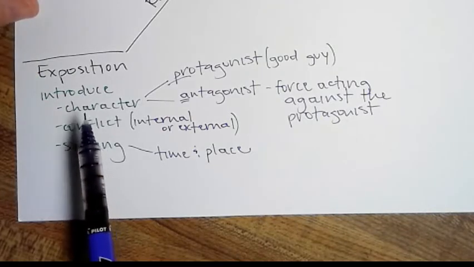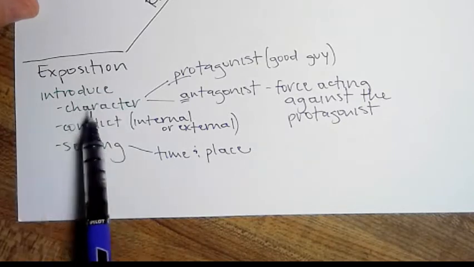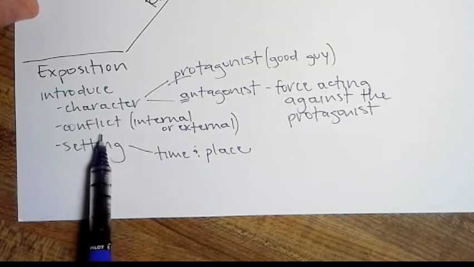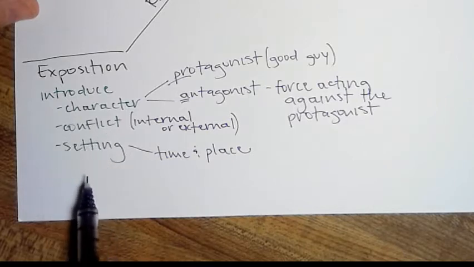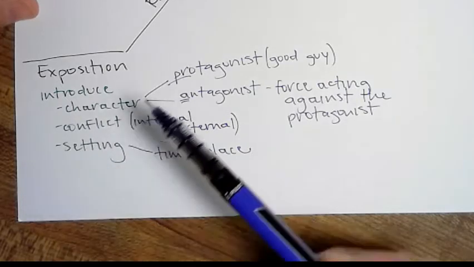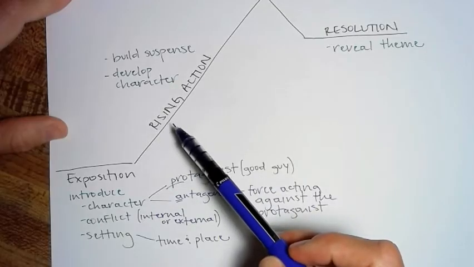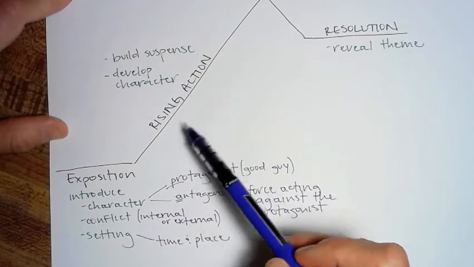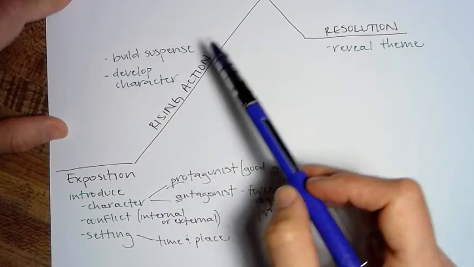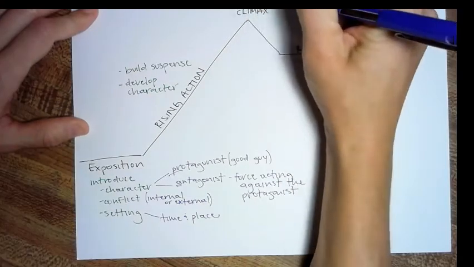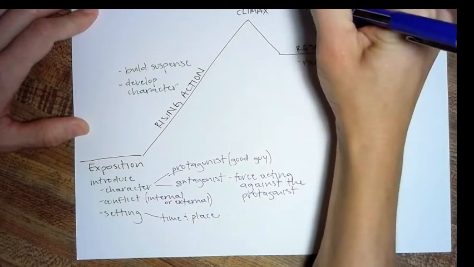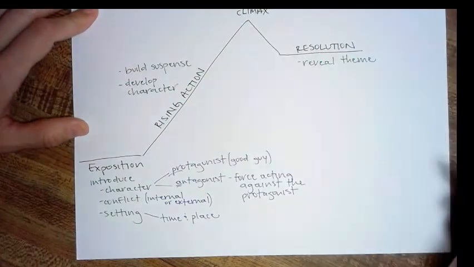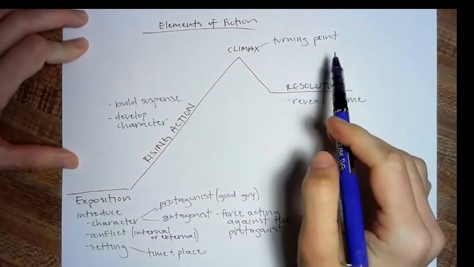All right, so in the exposition, you're being introduced to the character, the protagonist and antagonist. You're being introduced to the conflict, which often has to do with the setting of time and place. Then you get to rising action. Here, you're building character and moving things along. You're building tension. And then in the climax, this is also called the turning point.